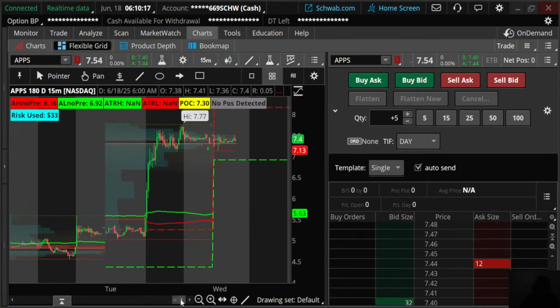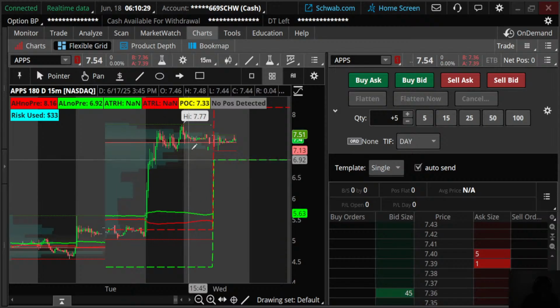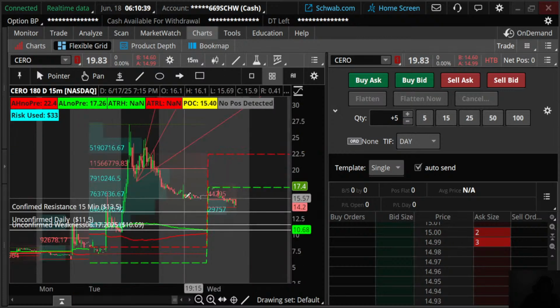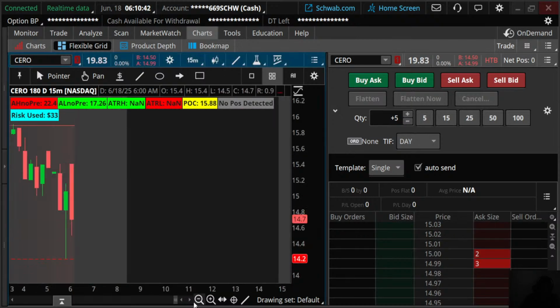APPS, that one had a little run. The higher float stock ran from 5.63 up here to 7.77, but I had too much in the small cap that I was focused on APPS day, so nothing happened on that. It's down 1%. ZERO is the next one. ZERO all the way down to, oh, and this is one that I traded yesterday.